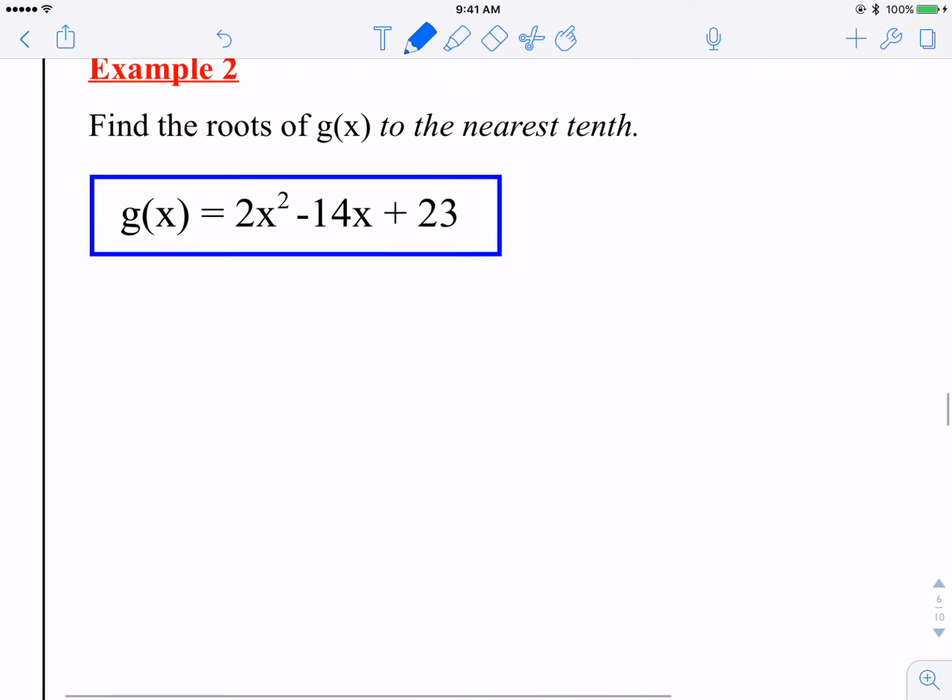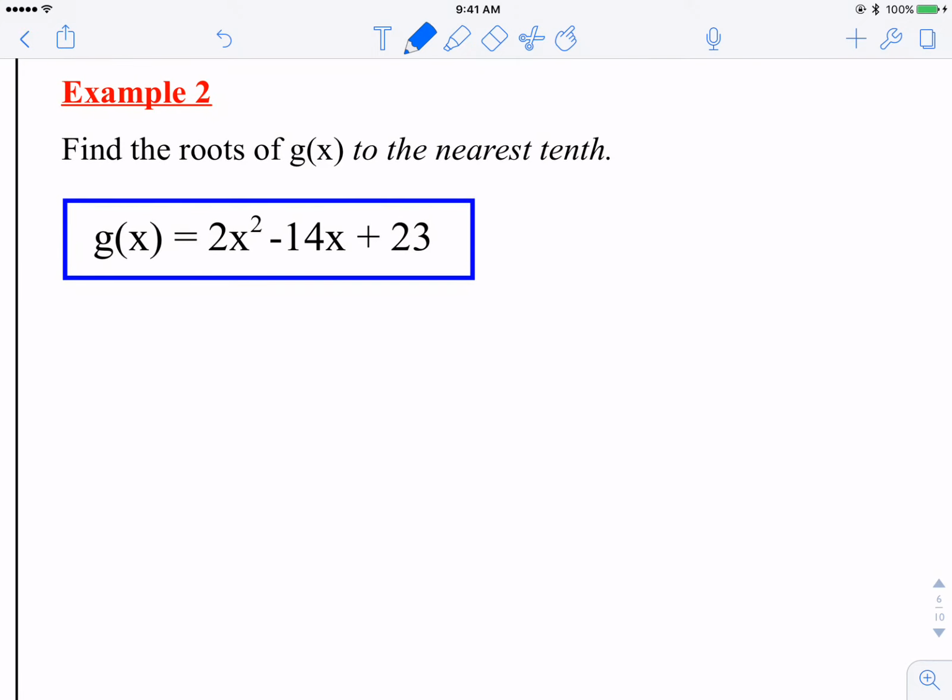Okay, and one more example we're going to take a look at. In this case, we're solving it, finding the roots, and we're doing it to the nearest 10th.